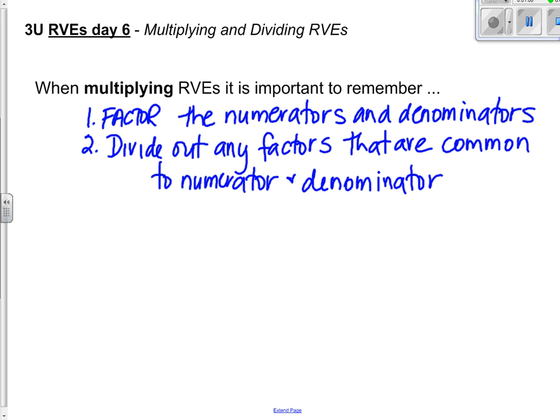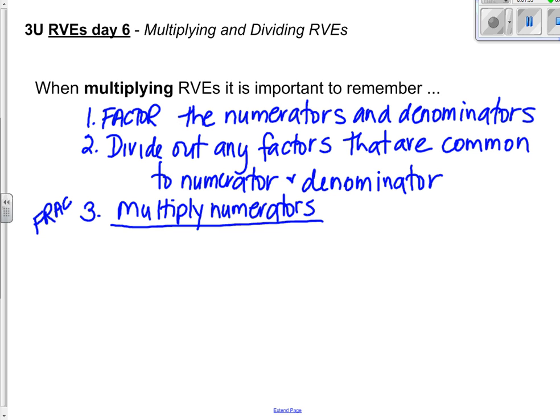Number 3, multiply the numerators, then multiply the denominators, just like we do with fractions. So for multiplying rational variable expressions, the rules are the same. Multiply the tops over, multiply the denominators. Write the result as a single rational expression.